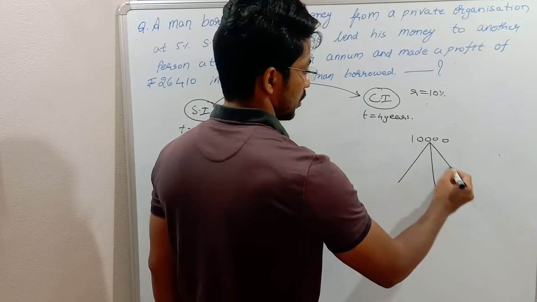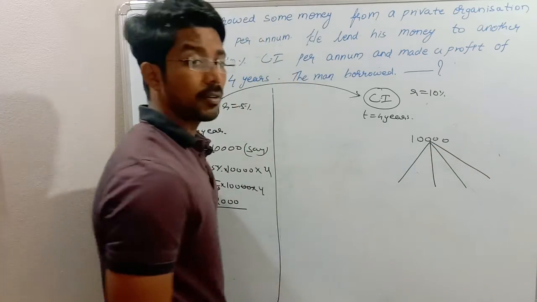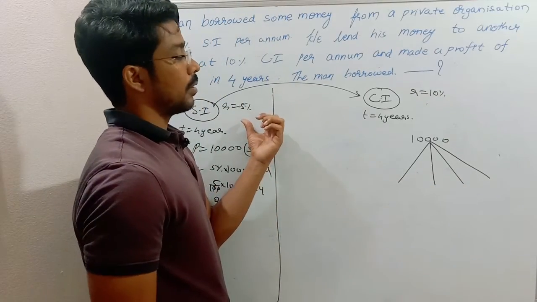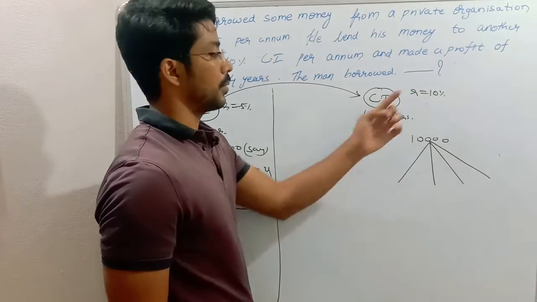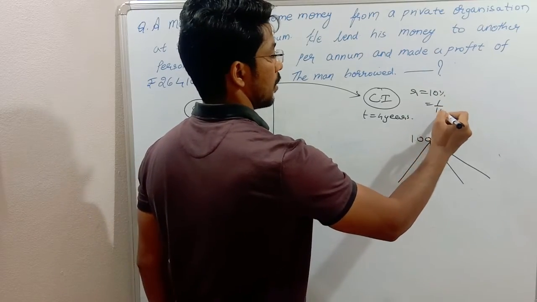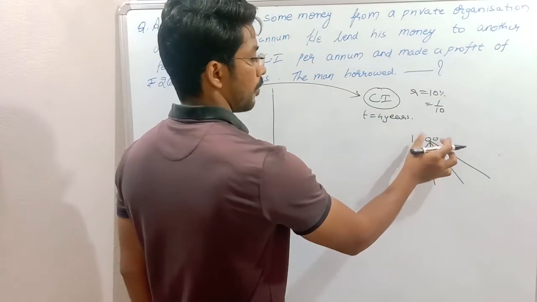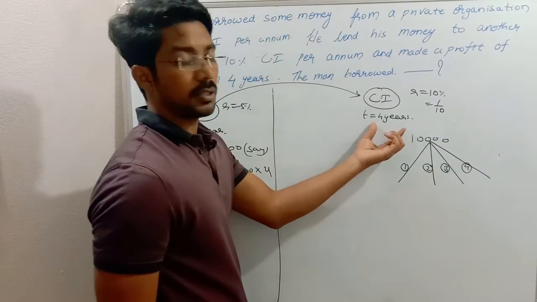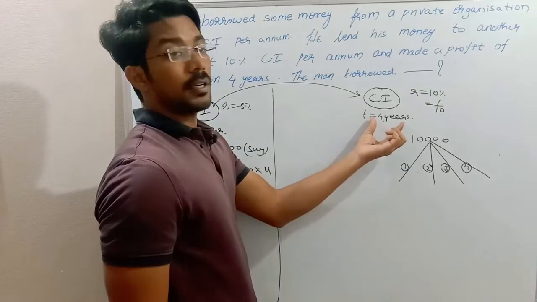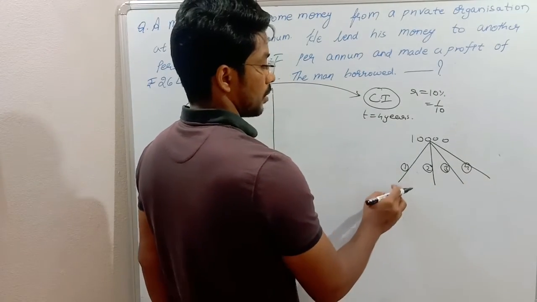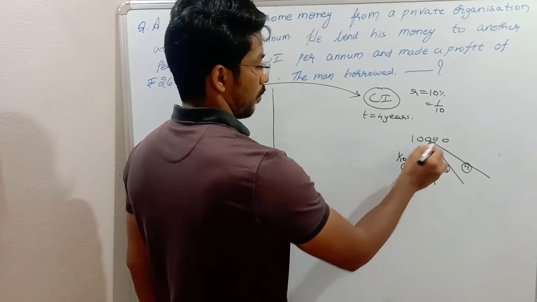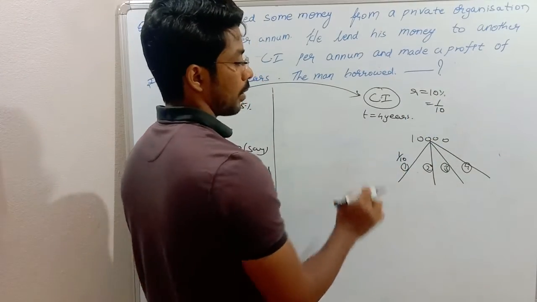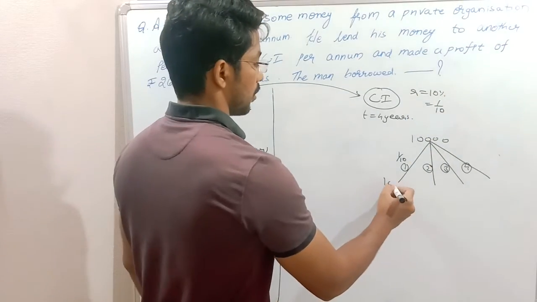Now coming to compound interest, I have taken 10,000 as the principal. So for 4 years we have to calculate the interest. After borrowing, he lent it to some other person at 10% interest. So 10% can be written as 1 by 10. So this is the first year, second year, third year, fourth year. As he is borrowing and lending for 4 years, we are taking 4 years. Now for the first year, as the rate of interest is 1 by 10, 1 by 10 of 10,000 will be 1,000.